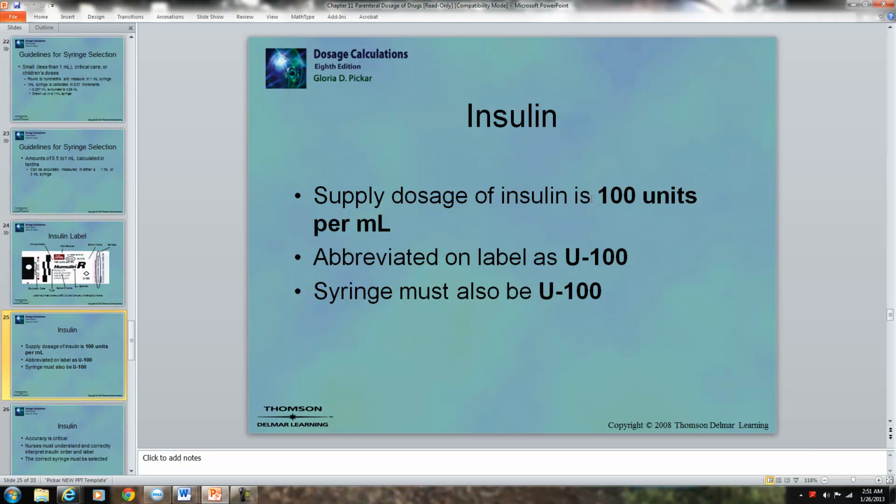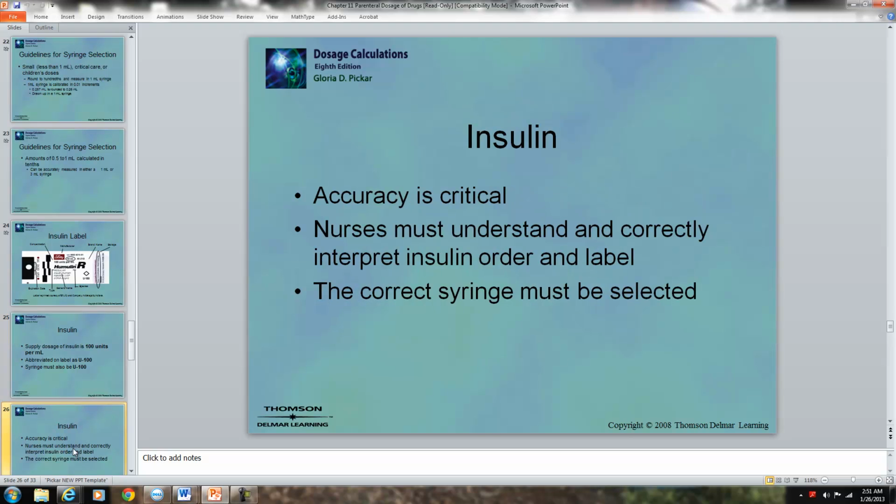The supply dosage of insulin is in 100 units per milliliter, and it's usually abbreviated U100. And there is a separate syringe that's used for insulin. Accuracy is critical in giving insulin, and nurses must understand and correctly interpret insulin orders and labels, and the correct syringe must be selected.